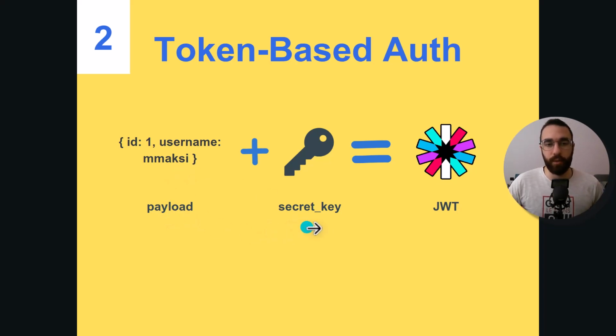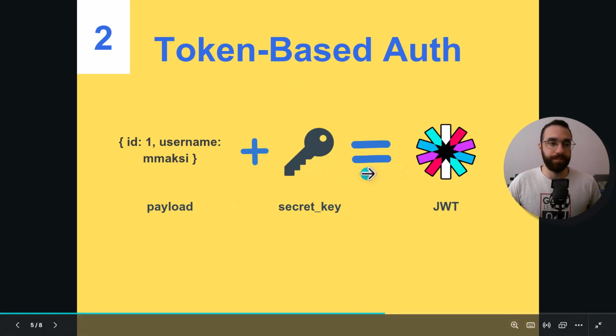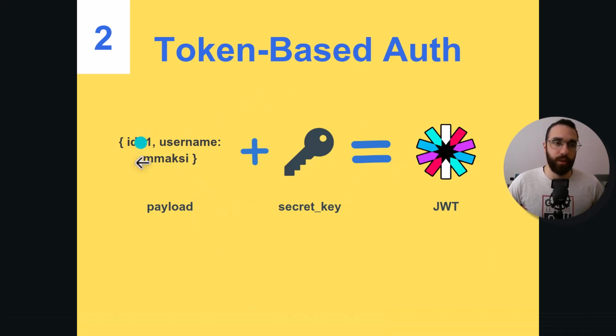And the second thing we have is a secret key. So on the server, this process happens on the server. On the server, we deal with the payload using a secret key. And that secret key's job is to encrypt that payload that we have into something called a JWT or a token.